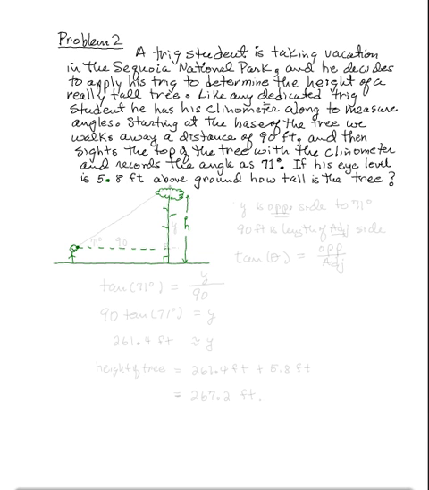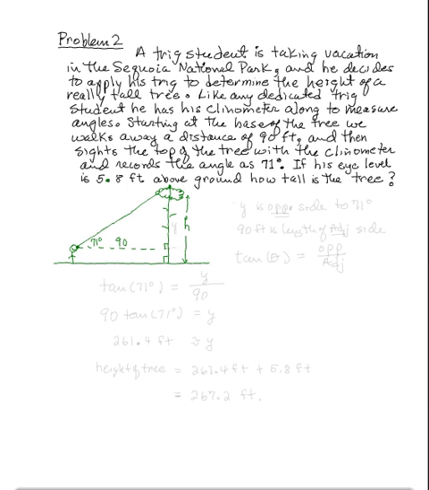Now, we can make a triangle that has the base along his eye level to the tree, and it has his line of sight to the top of the tree. And the tree itself forms a right triangle. So the right angle now is up at the line of sight. We know that this distance is 90 feet. That's how far he walked away. And we know that this angle is 71 degrees. So we want to find the height of the tree.